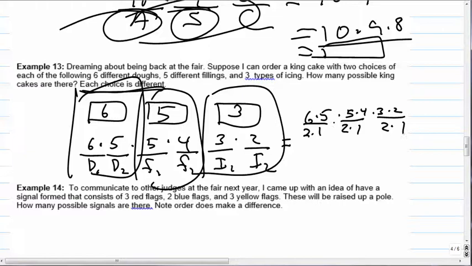So 6 times 5 times 5 times 4 times 3 times 2, divided by 2 times 2 times 2. Just do your math. It's 8 in the denominator. It's always multiplication. So multiply across the top, multiply across the bottom, do your division.